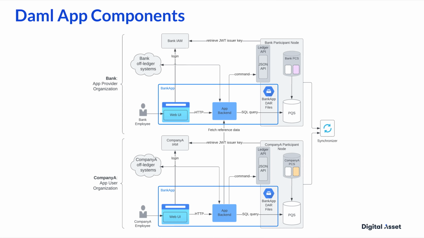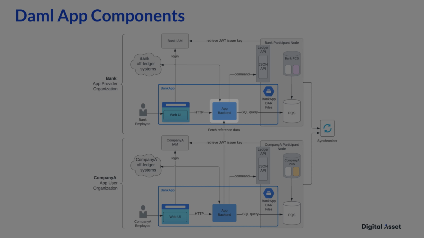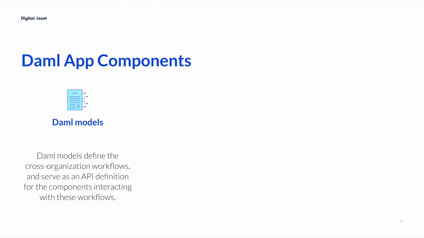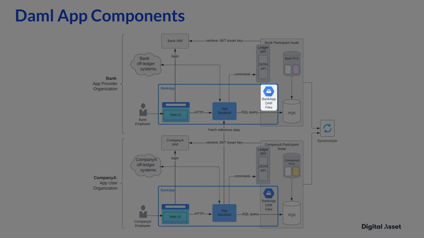Your app typically requires these three kinds of components: Daml models, app backends, and app frontends, which we will explain in turn. The Daml models define the cross-organization workflows and serve as an API definition for the components interacting with these workflows. They are compiled into DAR files, also known as Daml packages. These DAR files need to be uploaded to all Canton participant nodes of your app users.